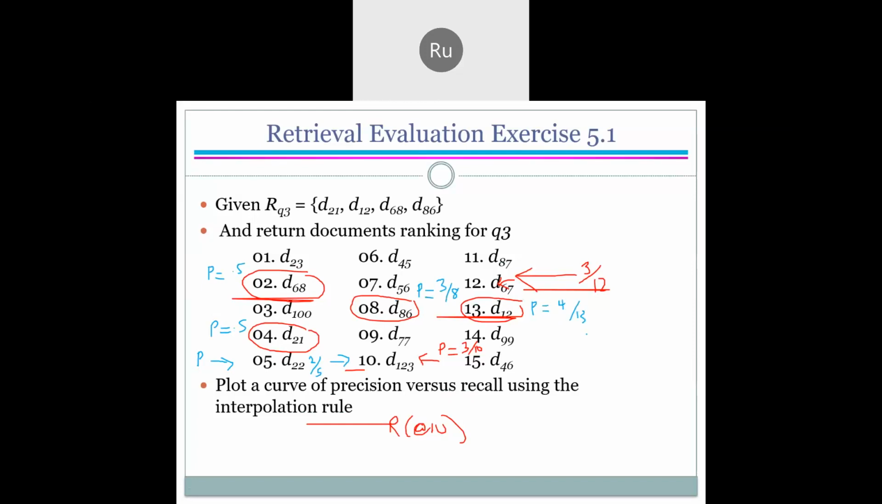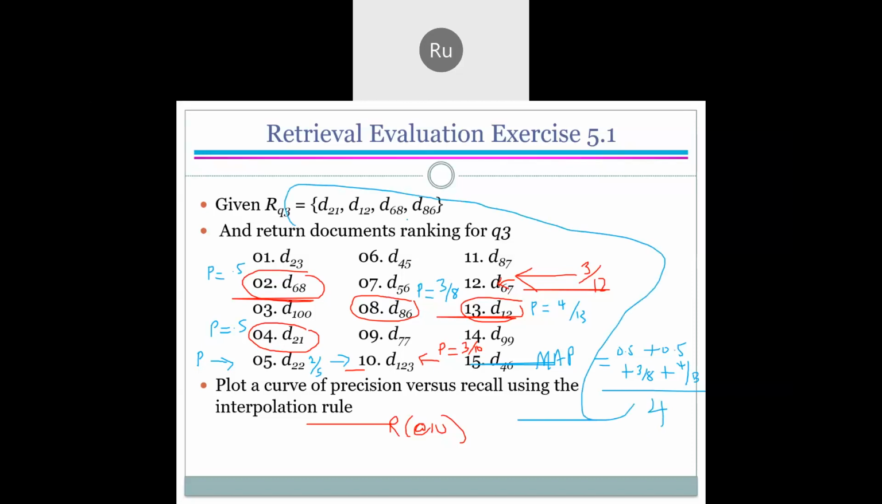4 over 13. So the MAP for this query 3 will be 0.5 plus 0.5 plus 3 over 8 plus 4 over 13, divided by how many? Divided by 4, right? So this 4 is referring to here. So that is the MAP.